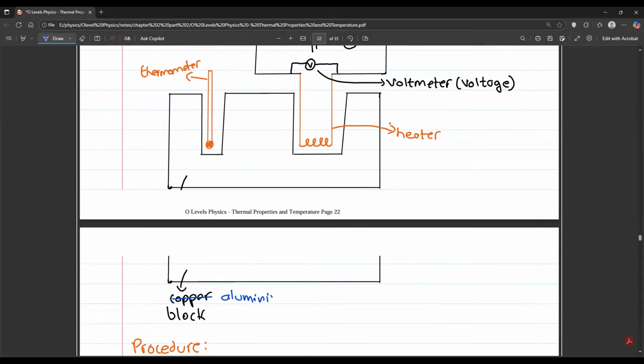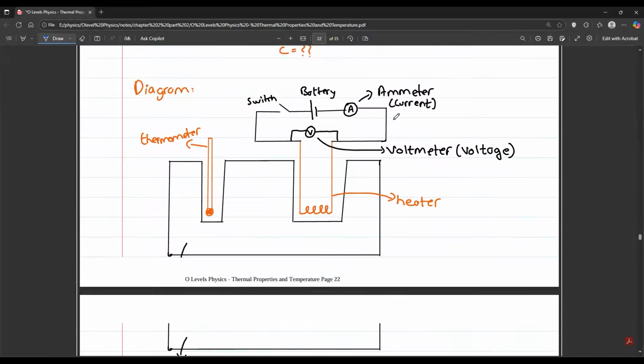For this question you have to draw this diagram. Now what measurements will you take? First of all you will note down the initial temperature. फिर आपने स्विच को क्लोज किया, स्विच को क्लोज करते ही you start a stopwatch. Then after some time you open the switch, you stop the stopwatch and you measure the final temperature here.